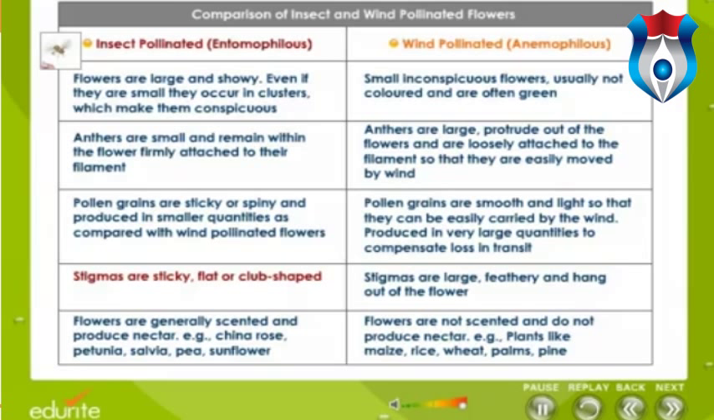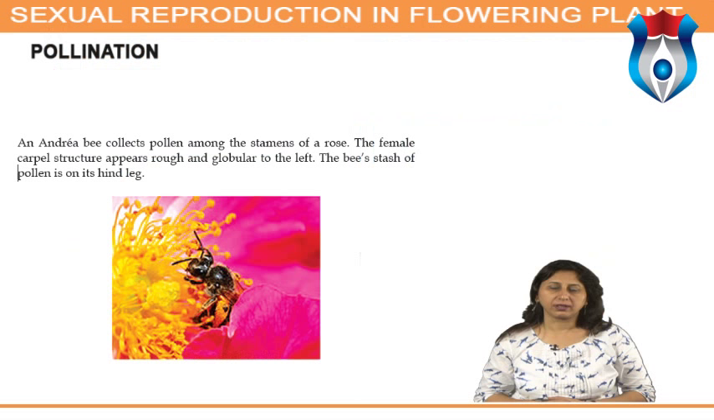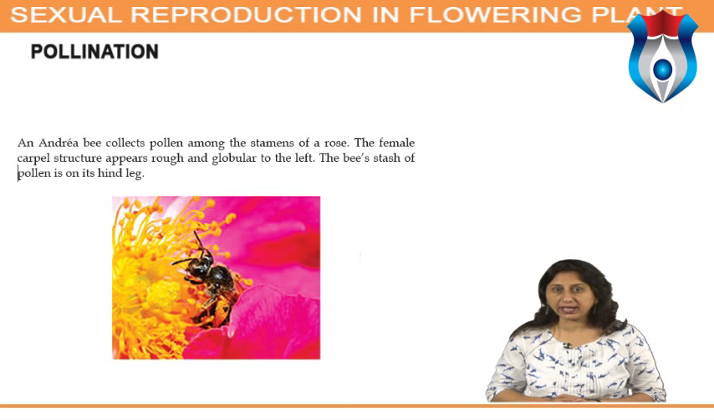Stigmas of insect-pollinated flowers are sticky, flat, or club-shaped, whereas stigmas of wind-pollinated flowers are large, feathery, and hang out of the flower. Insect-pollinated flowers are generally scented and produce nectar. China rose, petunia, salvia, pea, sunflower have insect-pollinated flowers. Wind-pollinated flowers are not scented and do not produce nectar. Plants like maize, rice, wheat, palms, pine, etc. have wind-pollinated flowers.